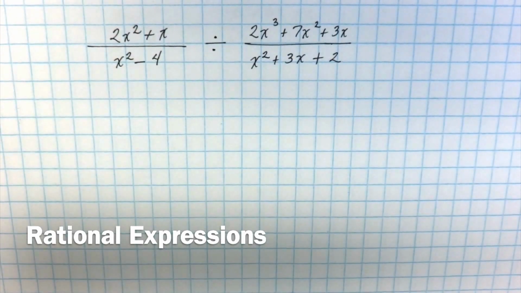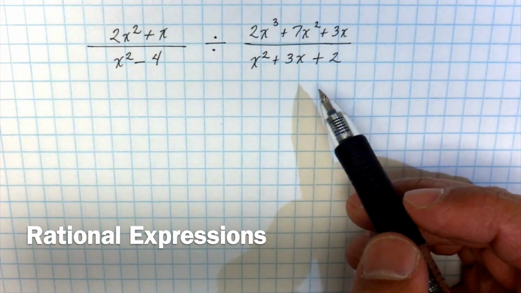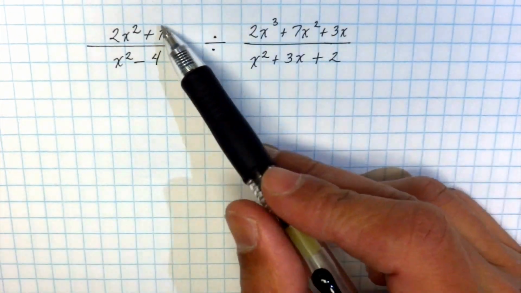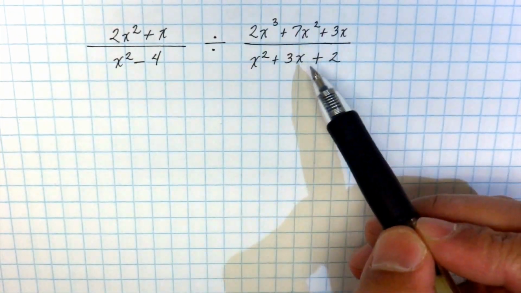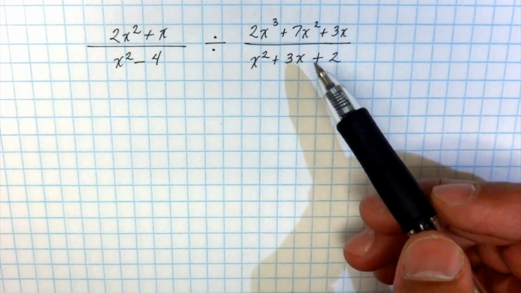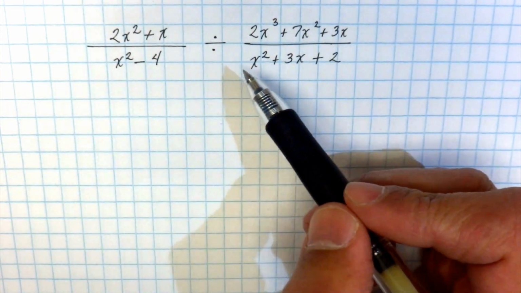Hey guys, we're going to go ahead and talk about dividing rational expressions today. Basically, all that is are just these fractions that have polynomials. And what we have to do is simplify these. We're going to use the division algorithm.